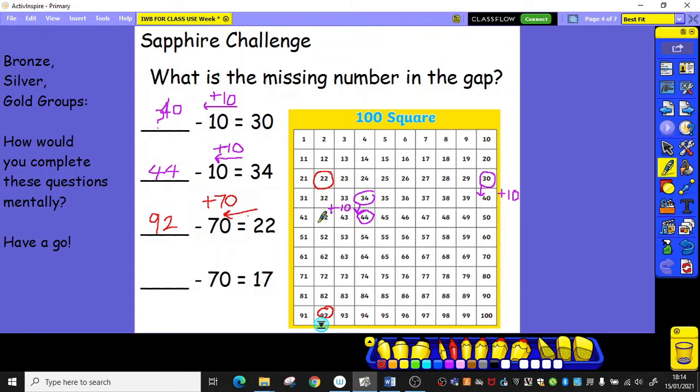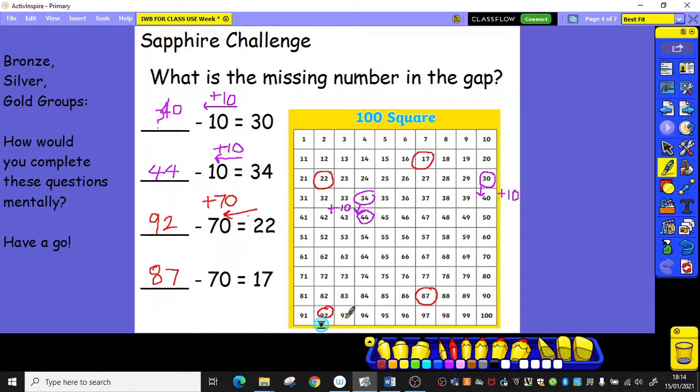If I'm on 17 and I was to add on 70, I would get, once I've counted on my 100 square, to 87. And I can see that if I took off 7 tens from 87, I would get to 17.